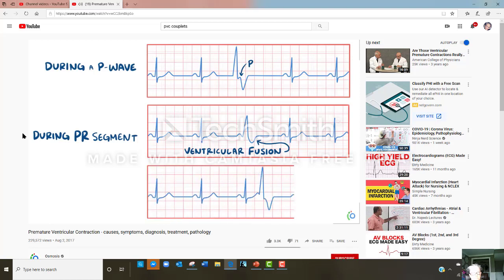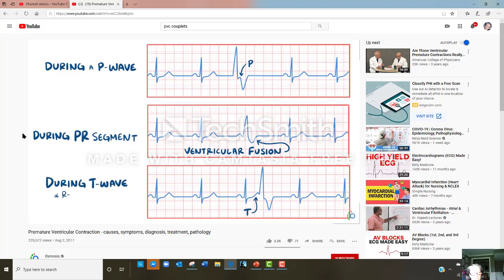Early after depolarizations might start during the ST segment, or even during the T wave, which is called R on T phenomenon. This used to be considered an ominous sign of an impending dangerous arrhythmia, but recent studies show that this might be a bit more unclear than once thought.